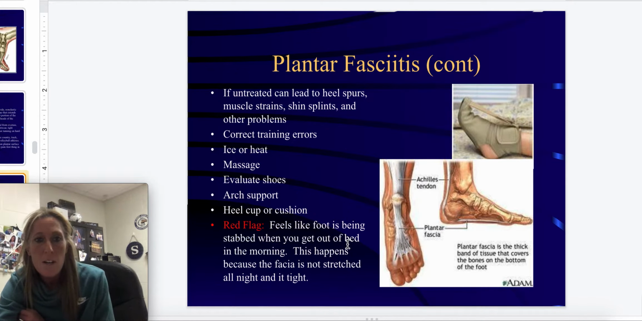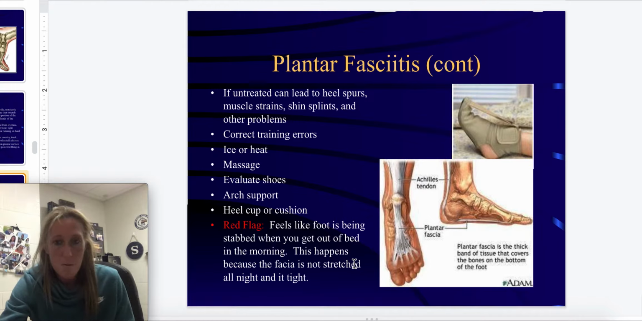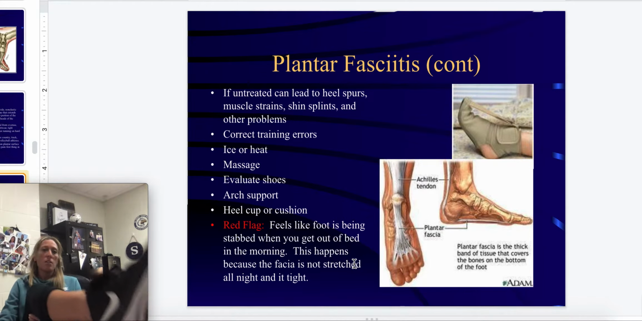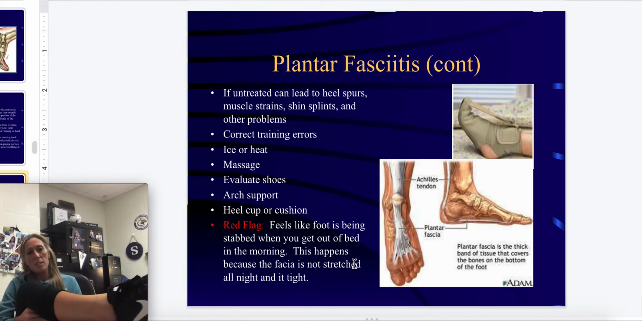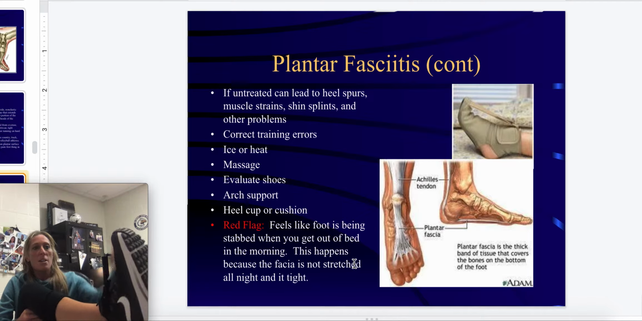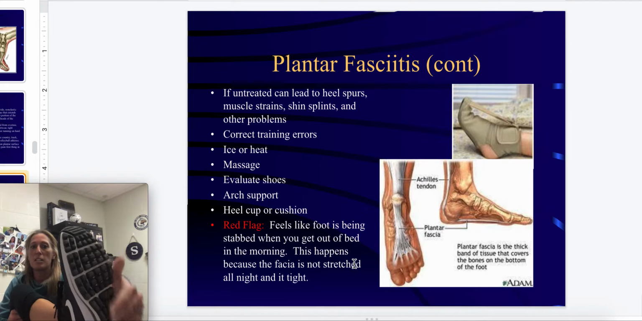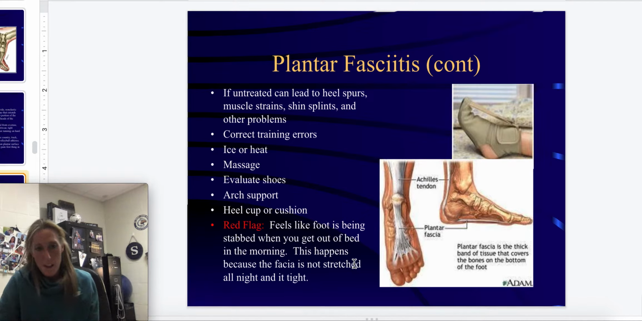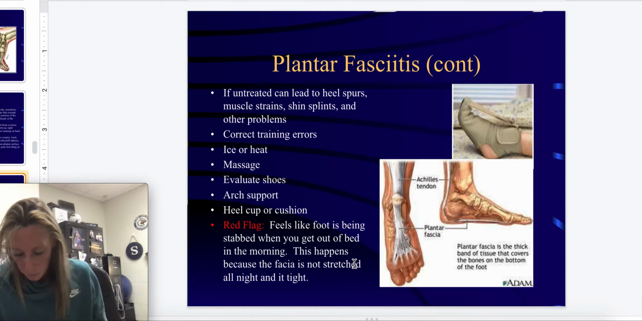Here's a red flag. When they get out of bed or if they've sat for a while, when we rest our foot, it kind of plantar flexes. And so when they get up and they try to stretch it, they put their foot flat down on the ground. That tries to stretch that ligamentous band, that plantar fascia, and it doesn't feel good.